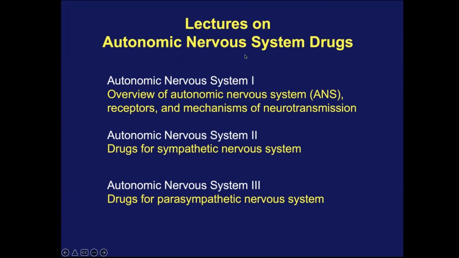We will have a total of 3 lectures on this topic, the autonomic nervous system drugs. Today, the first lecture will be focusing on the anatomy and physiology of the autonomic nervous system. We will also talk about the receptors and the intracellular signaling pathways that are activated by these receptors for this system. We will also talk about the mechanisms of the neurotransmission.